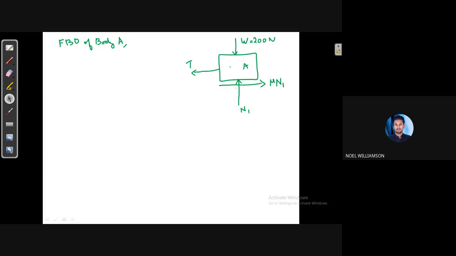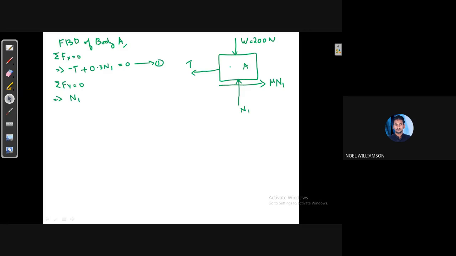ടിയുടെ വാല്യൂ എന്നിന്റെ വാല്യൂ ഒക്കെ നമുക്ക് കണ്ടുപിടിക്കാൻ പറ്റും അല്ലേ? എങ്ങനെ കണ്ടുപിടിക്കുക? സിഗ്മ എഫ് എക്സ് ഈക്വൽ ടു 0 ഇംപ്ലൈസ് എന്താണ്? സിഗ്മ എഫ് എക്സ് ഈക്വൽ ടു 0 ഇംപ്ലൈസ് മൈനസ് ടി പ്ലസ് mu into n1. mu എന്ന് പറയുമ്പോൾ 0.3 n1 equal to 0. Equation 1.